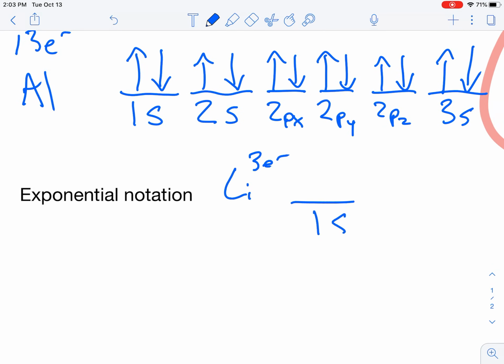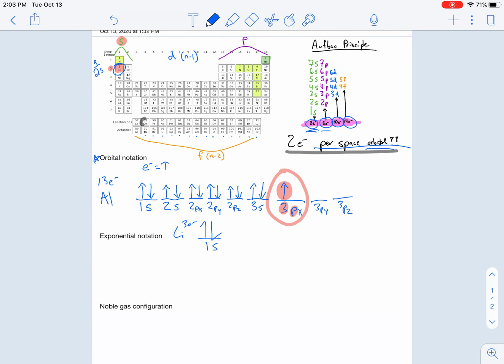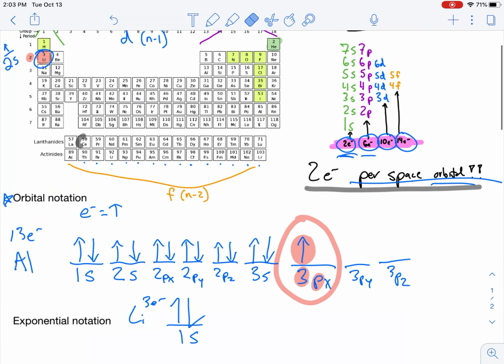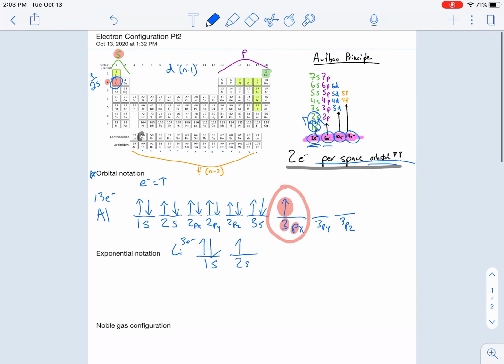So lithium, 3 electrons. I'm going to start with 1s and show the 2 electrons in 1s. I'm going to do my arrows very quick hand like that. If you want to, you can make them over and over, but this is perfectly fine. And then after 1s, according to our Aufbau principle, because we're going up, I hit 2s, and I'm going to put 1 electron in there. So those are the 3 electrons for the orbital notation of lithium.